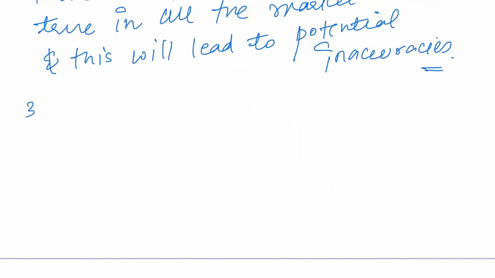Third, tail risk. Value at risk definitely provides the information of potential loss within a certain confidence interval, but it does not account for the magnitude of loss that could occur beyond this threshold. So this could underestimate the risk of extreme events, which is also known as the tail risk.